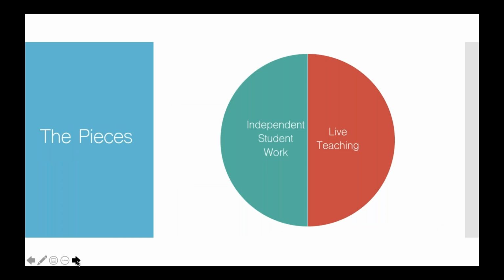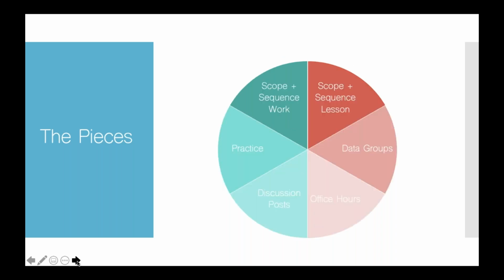So again, here are those pieces now. We've got the independent student work that we just talked about, and then all of the live teaching pieces that we also talked about before. So we see this kind of break down into, for the student, independent learning on the left-hand side here in kind of teal green, the scope and sequence work that you might have assigned to them, for example, those videos that they might watch, some practice work during the week, and some discussion posts.